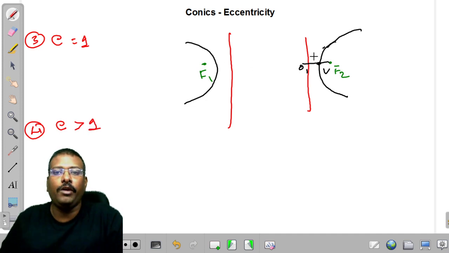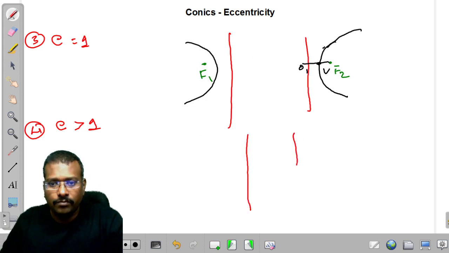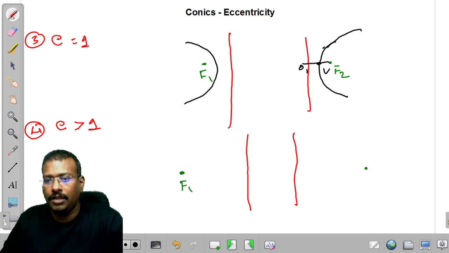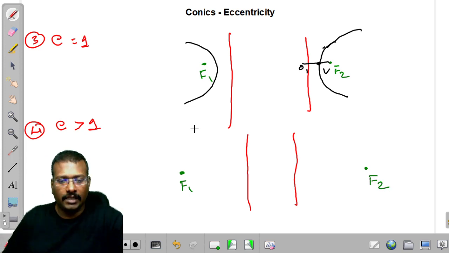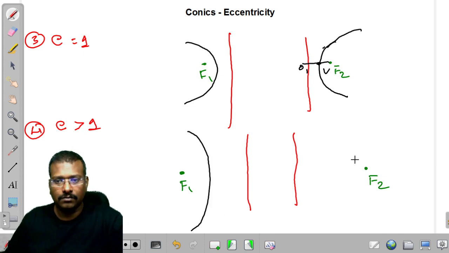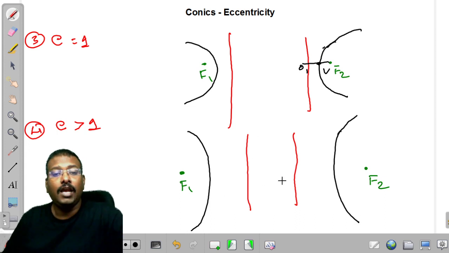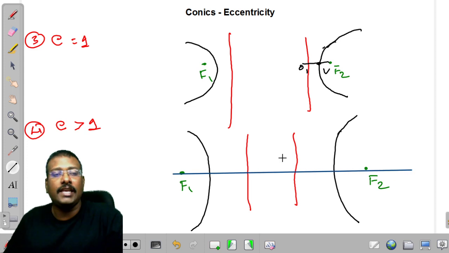Whenever the directrices come further closer, and the focal points move further away from each other, the curve we are going to get is like this. This is considered a hyperbola. Whenever it is a hyperbola, we will come across one more term. What is it? That is called the asymptote.